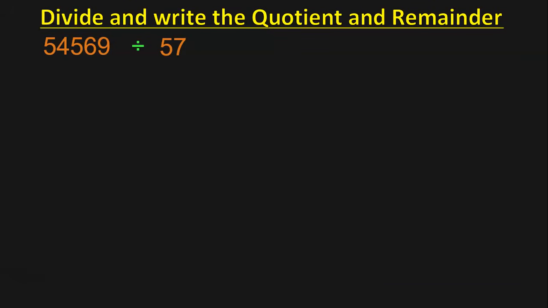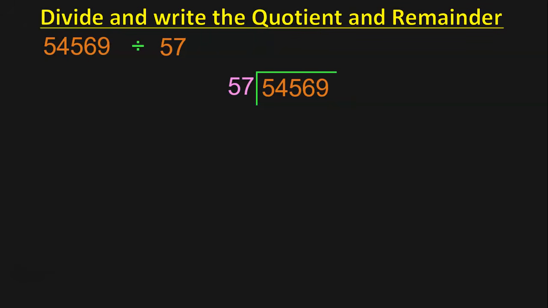Okay, let us do one more sum now. Divide and write the quotient and remainder of 54,569 divided by 57. So, let us do the long division method now. First, see the number. It is going to be 5 on the leftmost side. It is very much lesser than 57.